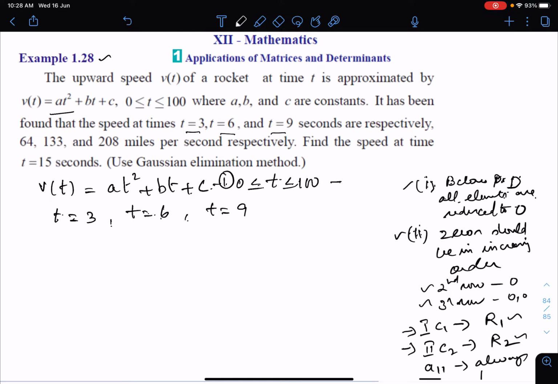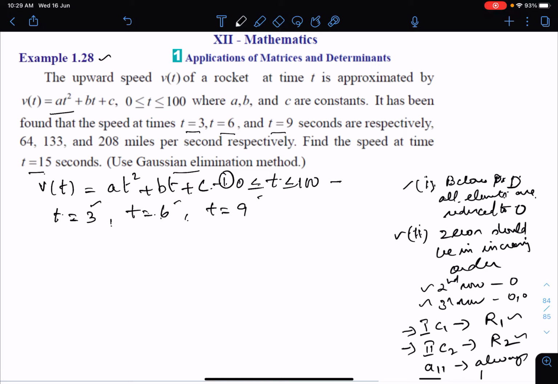So they have found the velocity at 3 times and they have given the answers. Find the speed at the time of t equal to 15 seconds. Use Gaussian elimination method. So first we are going to find what are a, b and c, and then we are going to use t equal to 15 to find out the velocity. To find a, b and c, we'll use t equal to 3, t equal to 6 and t equal to 9.